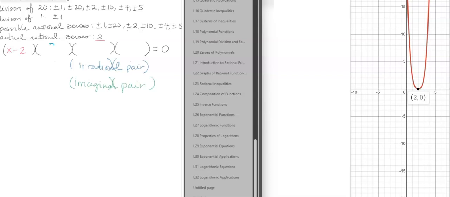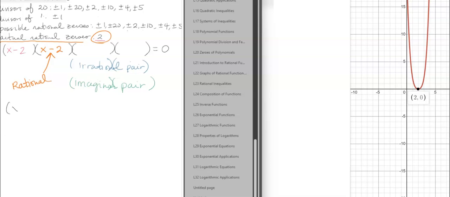But that still leaves the question about what about this one here? It's not possible that all 3 of these are irrational or that all 3 of these are imaginary, because those zeros come in pairs, so there would always be an even number of them. So it must be the case that this 0 here that we still don't have has to also be a rational 0. Well, we've already found the only rational 0, and it was 2. So it must be that this is also x minus 2.